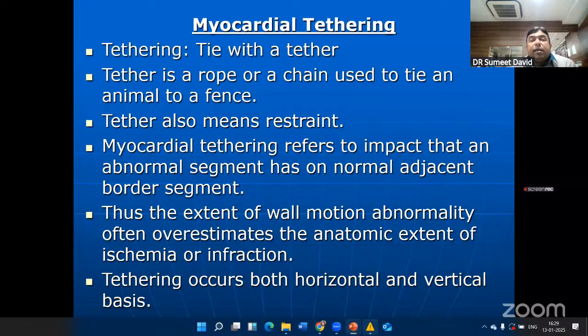So what is myocardial tethering? Tethering is to tie with a tether. So a tether is a rope or a chain used to tie an animal to a fence. So tether also means restraint. So myocardial tethering refers to the impact that an abnormal segment has on a normal adjacent border segment. Thus the extent of wall motion abnormalities often overestimates the anatomic extent of ischemia or infarction. Tethering occurs both horizontally and vertically. So basically, when one part of the myocardium is damaged, the normal part also sometimes looks damaged, but in fact it is not. So echocardiography sometimes overestimates.